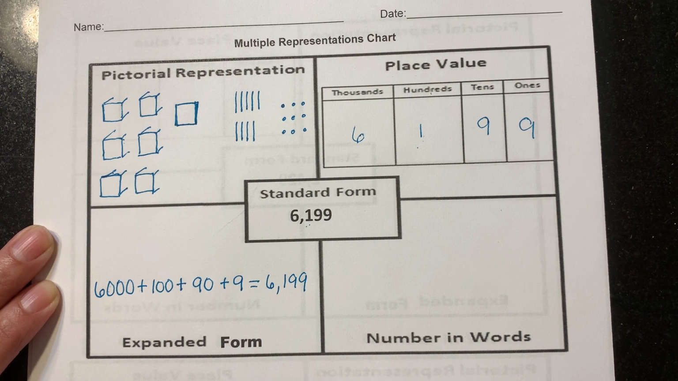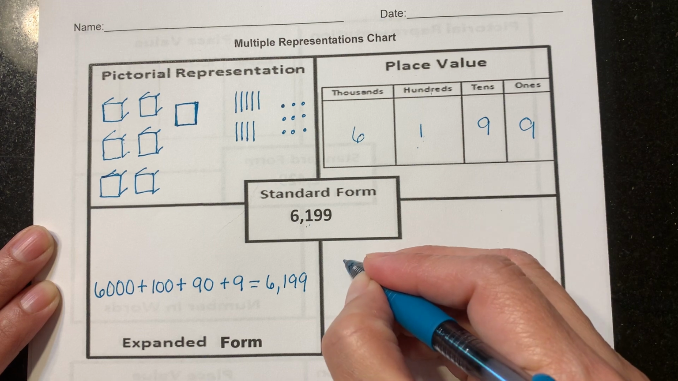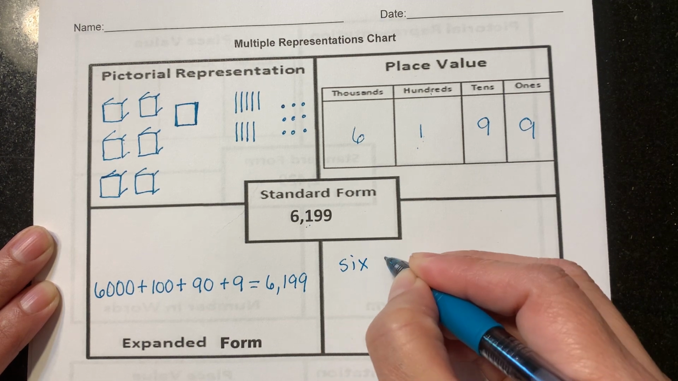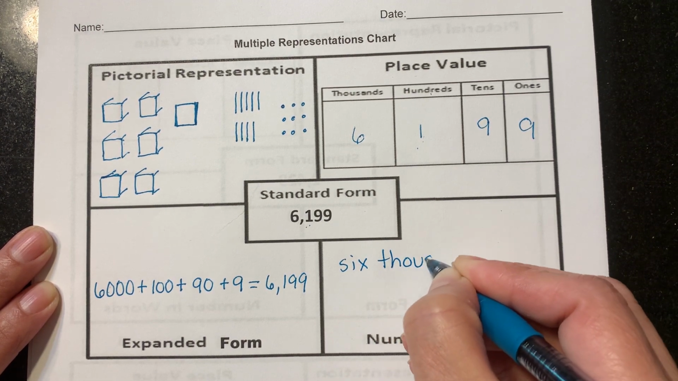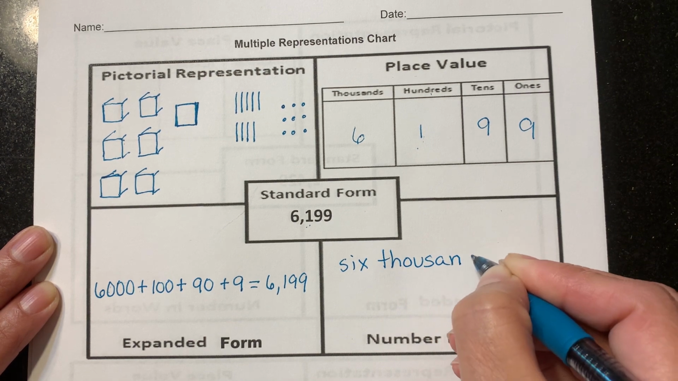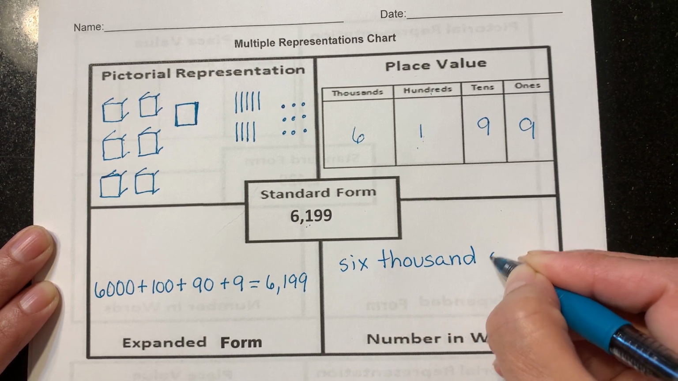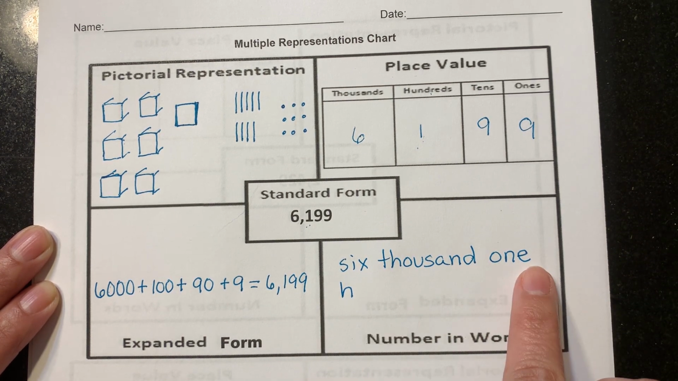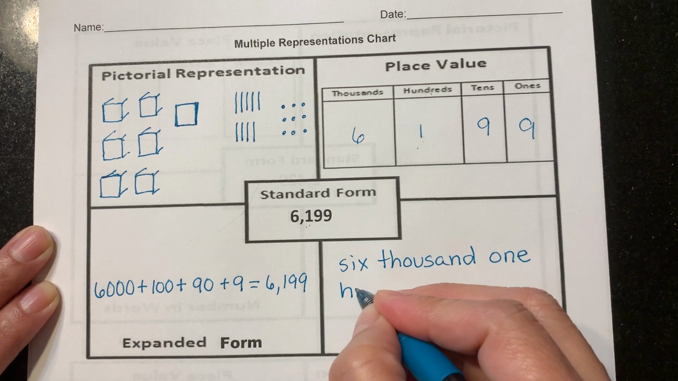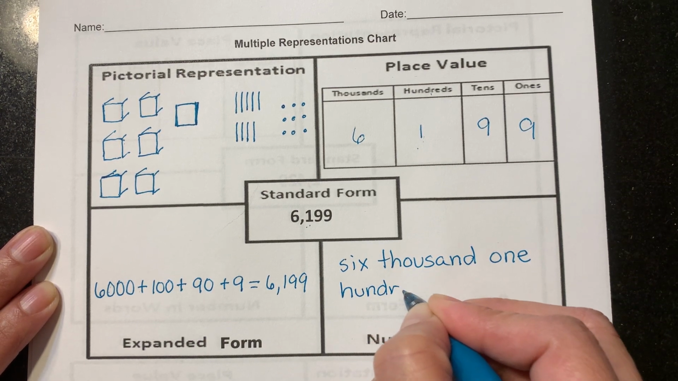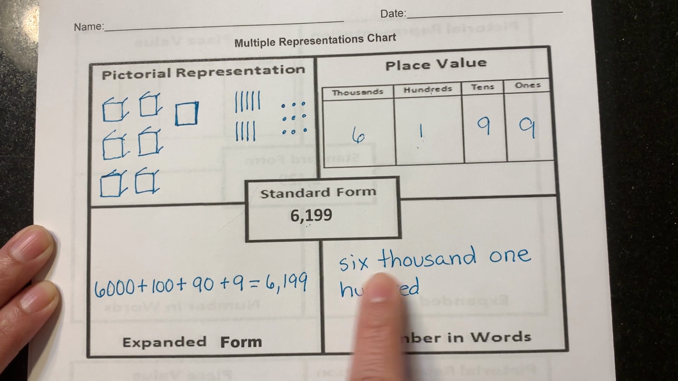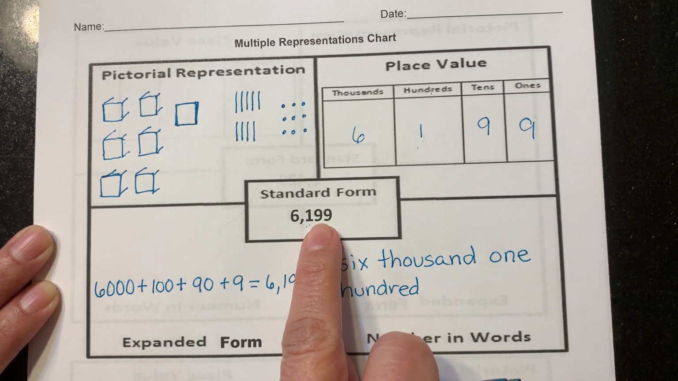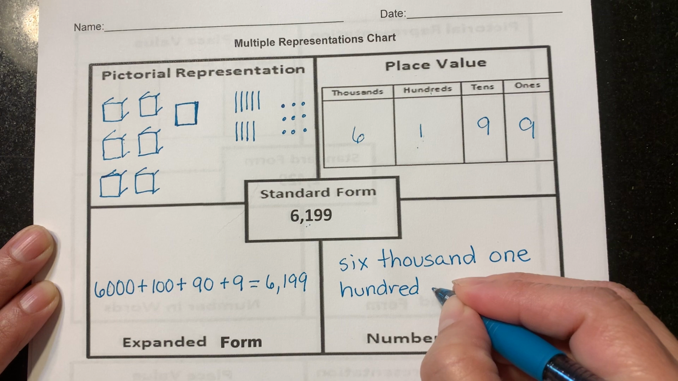Finally, I'm going to write the number in words. Now I said it was 6,199, so that's how I'm going to write it right here. 6,100. I ran out of room, so I'm going to write it right under it. I'm not going to write it above it. 6,100, and then the last two digits is 99.